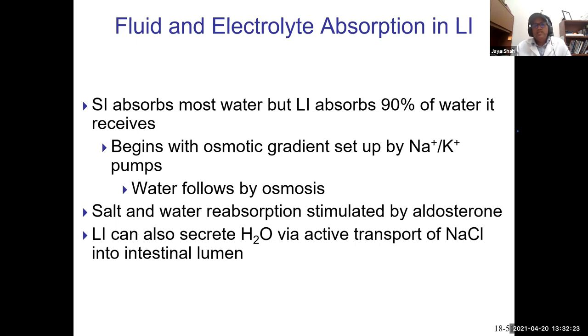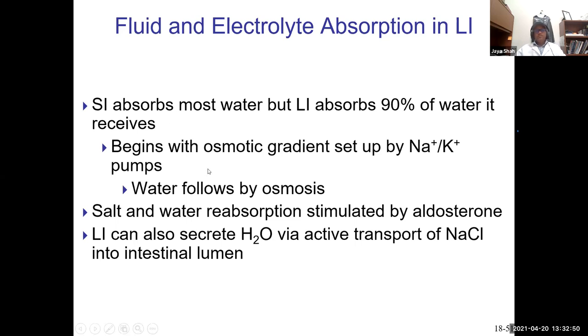And the rest passes in stool as defecation. So let's say you have drunk 1 liter of water, which is 1,000 ml. Almost 900 ml will be absorbed by the time it reaches your small intestine. 100 ml will pass to the large intestine. Out of that 100 ml, again, 90 ml will be absorbed, and only 10 ml will pass down in your stool. Okay?